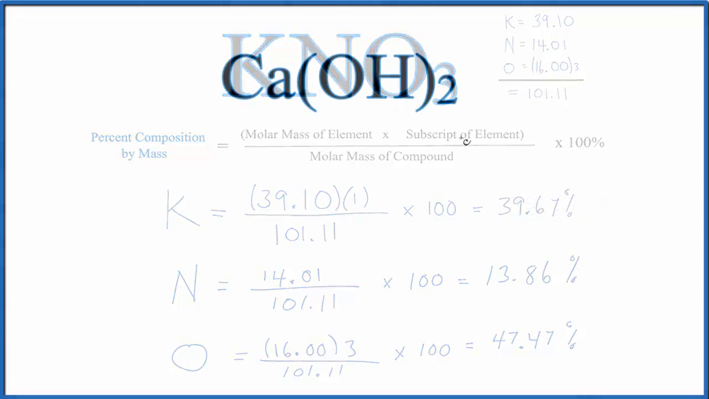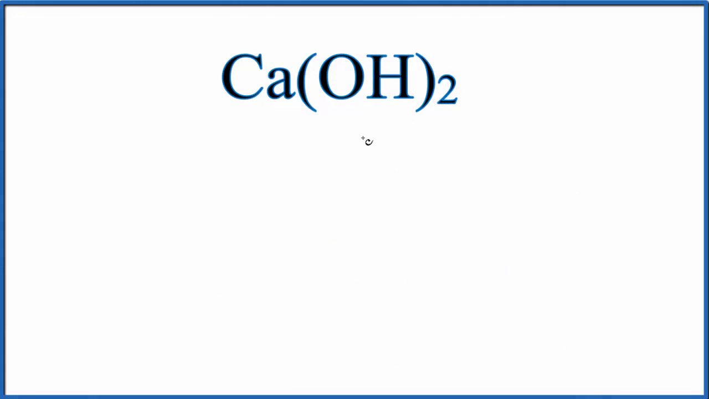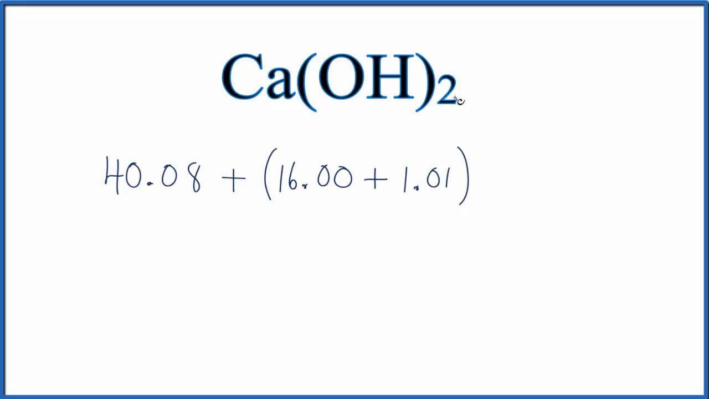Let's try another one. Pause and figure out the percent composition by mass of just the hydrogen here in the CaOH2 compound. So we'll need to know the mass of the hydrogen, how many hydrogen atoms there are, and then the molar mass for the entire compound. Let's figure the molar mass out for the compound first. Calcium is 40.08 grams per mole plus, and let's just put our parentheses here, oxygen is 16.00, and hydrogen is 1.01 grams per mole. And we have 2, and this 2 applies to everything in parentheses, so I'll put it on the outside.